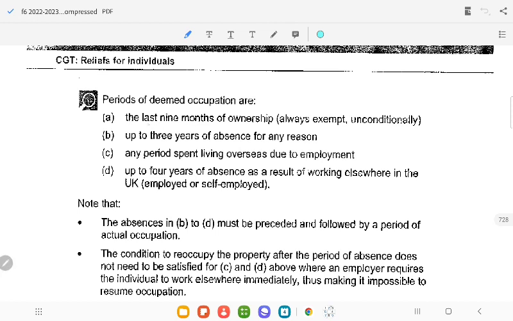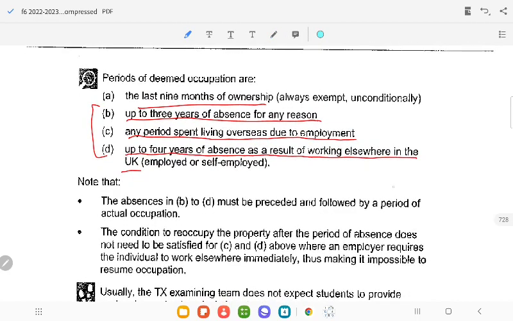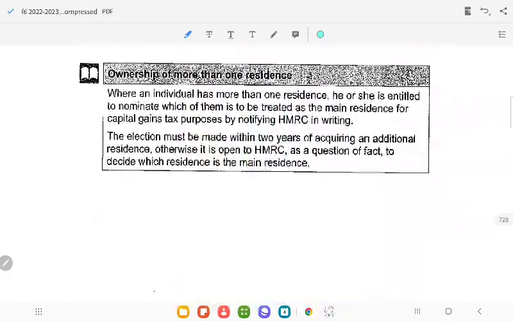Deemed occupation means the last 9 months of ownership, or up to 3 years of absence for any reason, are counted as deemed occupation. Any period spent living overseas due to employment is also deemed occupation, while up to 4 years of absence as a result of working elsewhere in the UK is also considered deemed occupation. But remember that from point B to D, it must be preceded and followed by a period of actual occupation. Otherwise, this period of deemed occupation would not be considered.